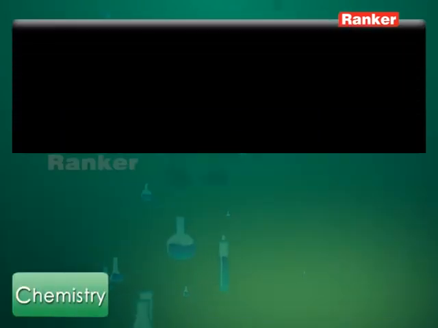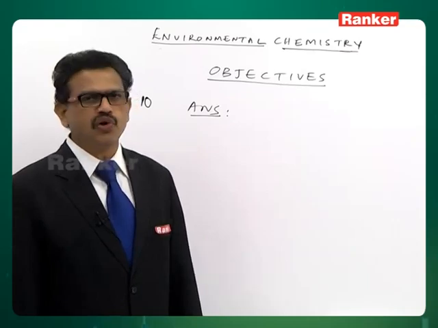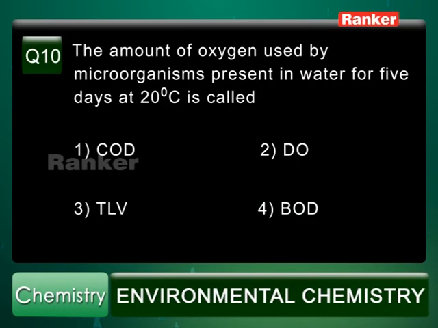Question number 10. The amount of oxygen used by microorganisms present in water for 5 days at 20 degrees Celsius is called, as we just discussed, options: number 1, chemical oxygen demand COD; number 2, dissolved oxygen; number 3, threshold limit value; number 4, biochemical oxygen demand. So we can go for answer 4, that is biochemical oxygen demand.